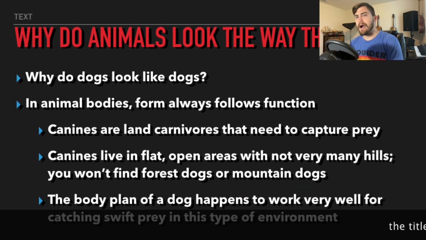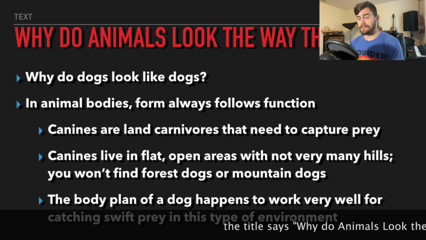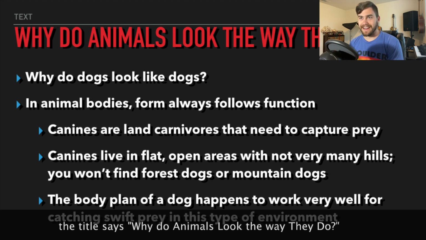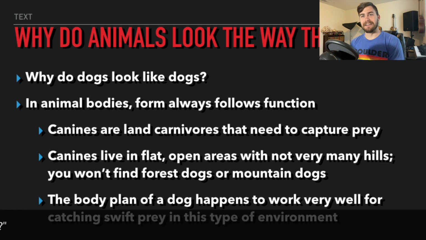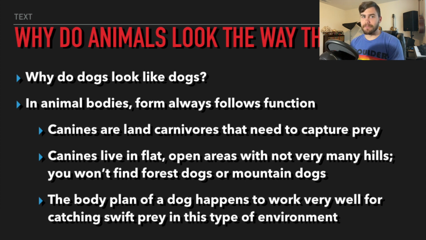So, why is it in the first place that animals look the way they do? So why do dogs look like dogs, for example? Well, in animal bodies, form always follows function, right? Canines are land carnivores that need to capture prey. They live in flat, open areas with not very many hills for the most part. You don't really find forest dogs or mountain dogs, right?